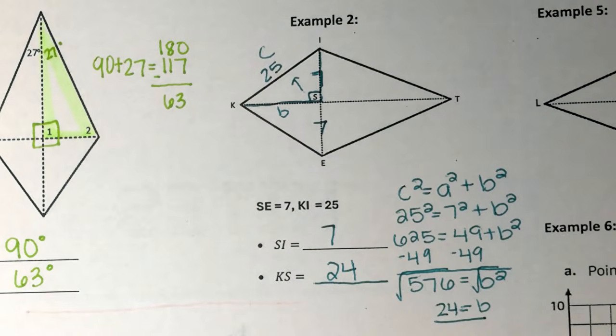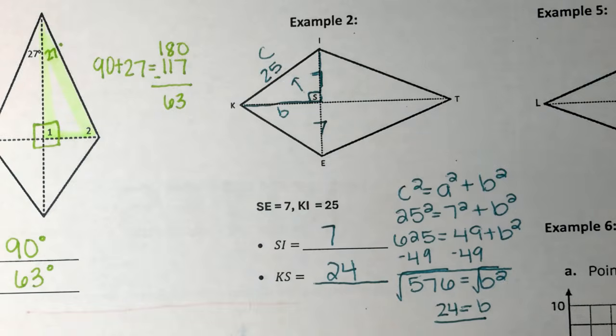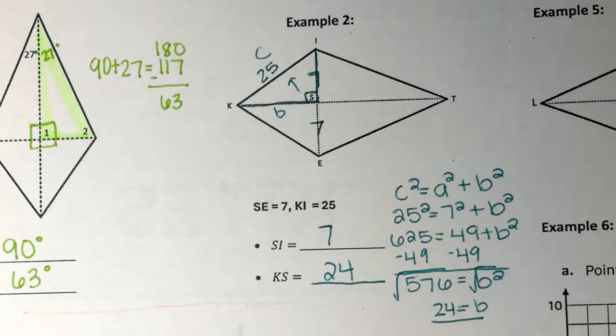7, 24, 25 was one of our triples. What's the main one I need everybody in here to know? 3, 4, 5. Another one is 5, 12, 13. Then there's 8, 15, 17. And then there's 7, 24, 25. But if you don't memorize them, the Pythagorean theorem works. Okay? Do you have a question?